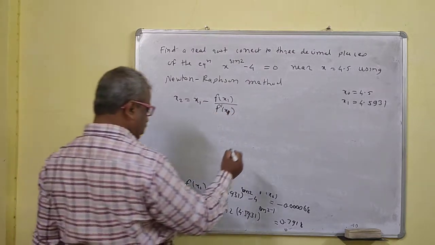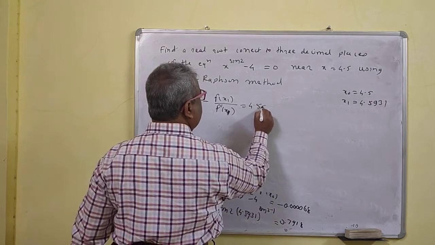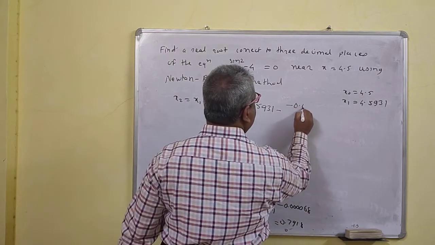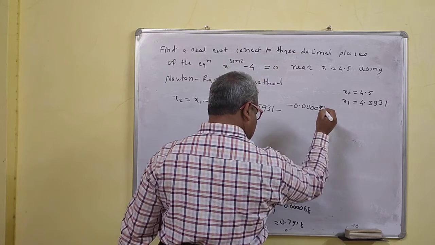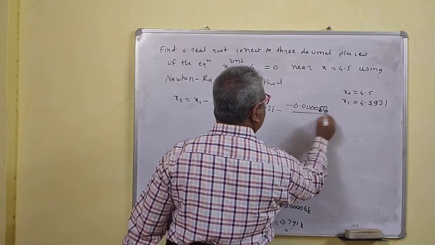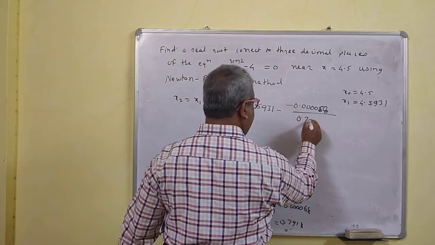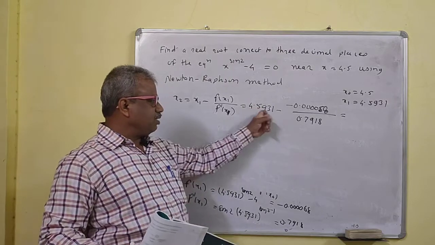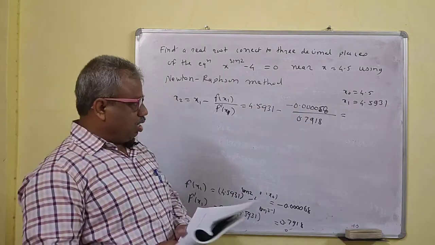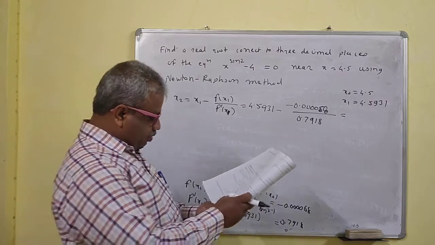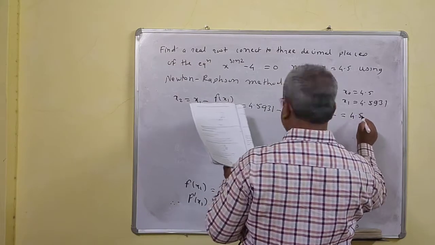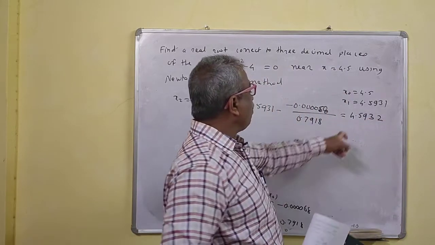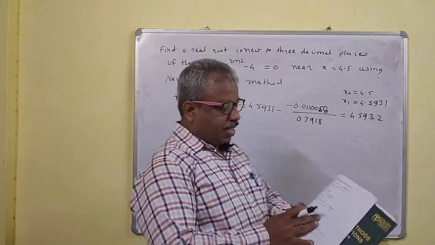Okay, so your x1 is 4.5931 minus 0.0005668, whatever this value, just write this, upon 0.7918. This is plus sign here, just type this in, plus this upon this, that means divided by this. So whatever the value you get, that is 4.5932. So see, up to 3 decimal places we get the value.